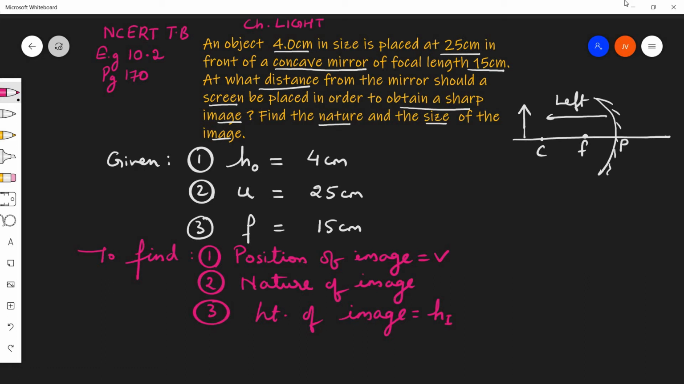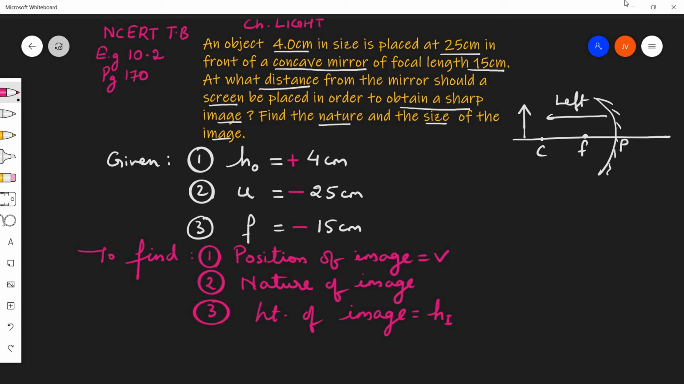So before going into the details, I'll write the sign conventions. Height of object is always positive. Why? Because object is always taken above principal axis, and all distances above principal axis are positive. And object distance is always negative, whichever be the mirror or lens. Why? Because object is always placed to the left of the mirror. And for concave mirror, focal length is always negative. Concave mirror or concave lens. If you see concave word, whether it is mirror or lens, focal length has to be taken negative.